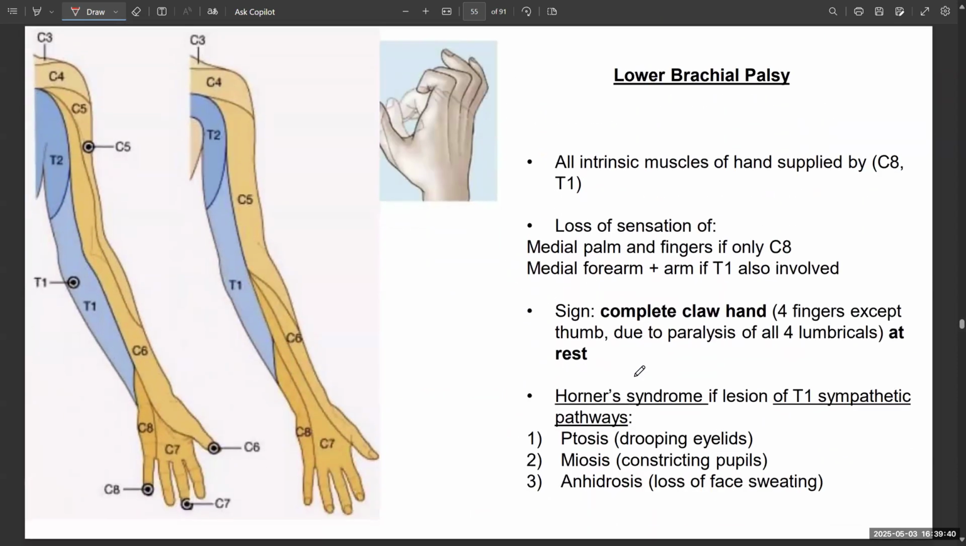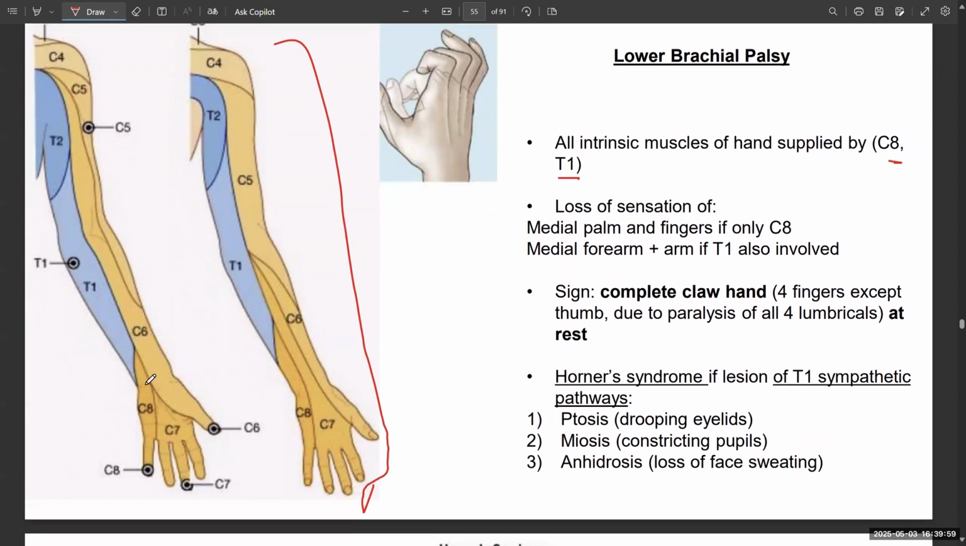Again, all intrinsic muscles of the hand are supplied by C8 and T1. Also, we're going to look at these dermatomes. If you recall, the medial palm and fingers are supplied by C8. This is the medial palm, and you have the medial fingers. These are supplied by C8. And the medial forearm plus arm if T1 is also involved. So if you have the forearm and a little bit of the arm, that means that T1 is also involved in the brachial palsy.